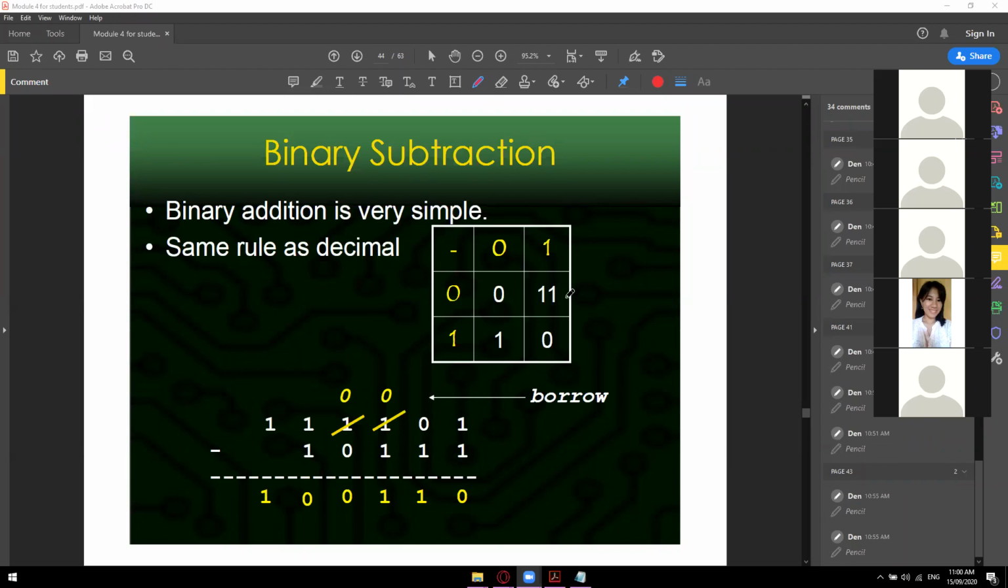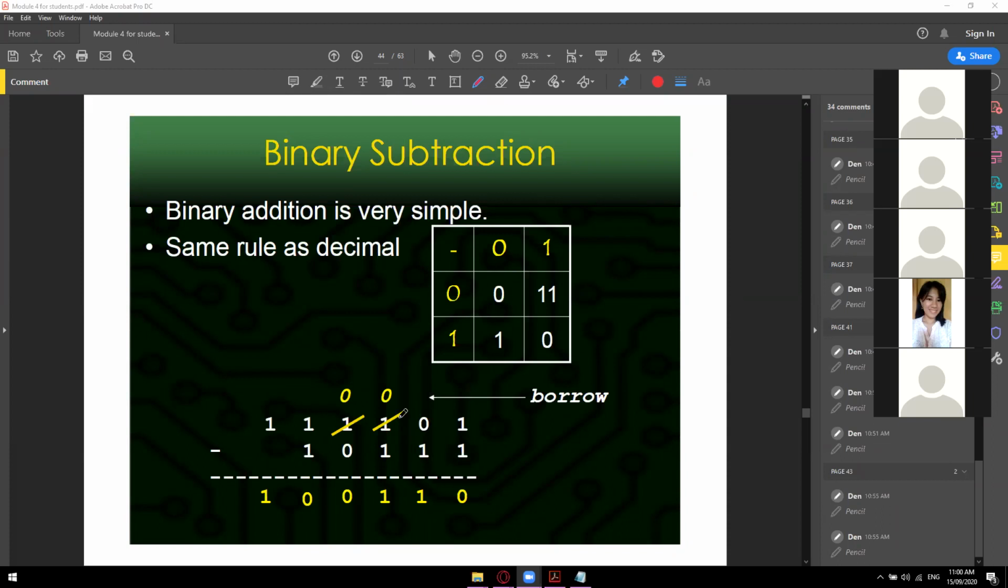Okay. So medyo nakakagulat ulit. Bakit 11? 0 minus 1, 11. Okay. So malalaman nyo mamaya kung bakit 11. Okay, so dito muna tayo sa real example. Alright, so 1 minus 1 is 0. 0 minus 1 is actually in the real world cannot be. So we have to borrow.